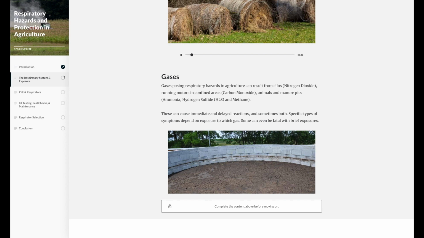Gases posing respiratory hazards in agriculture can result from silos, nitrogen dioxide, running motors in confined areas, carbon monoxide, animals and manure pits, ammonia, hydrogen sulfide or H2S, and methane. These can cause immediate and delayed reactions, and sometimes both. Specific types of symptoms depend on exposure to which gas. Some can even be fatal with brief exposures.